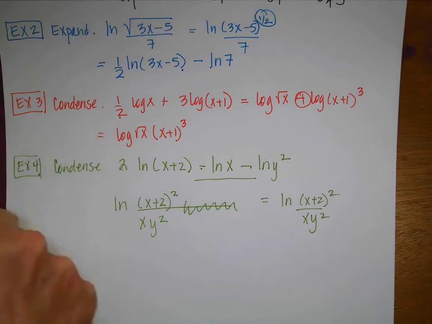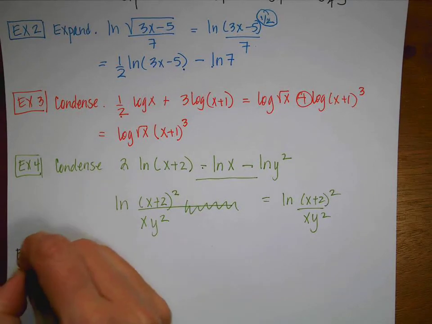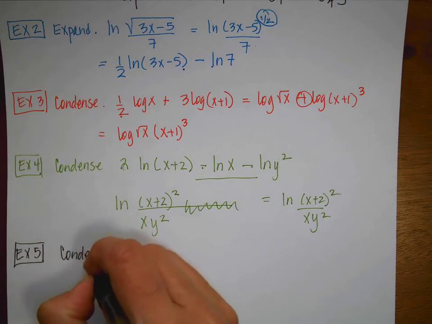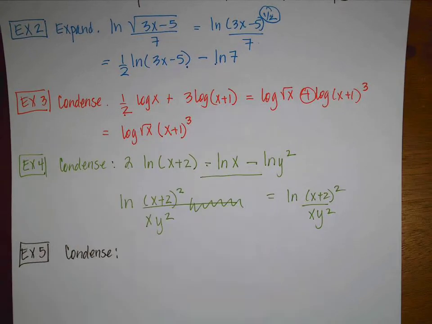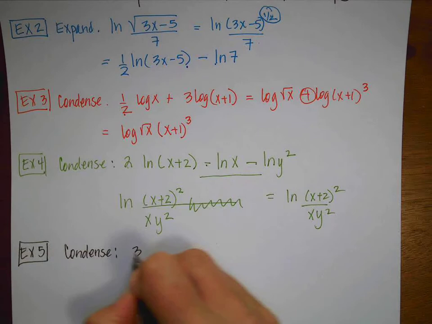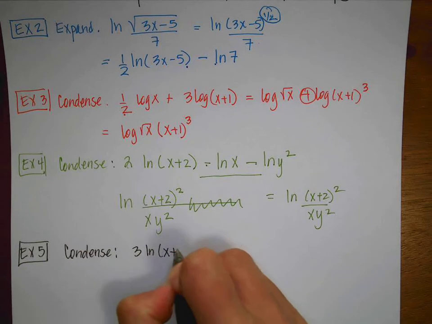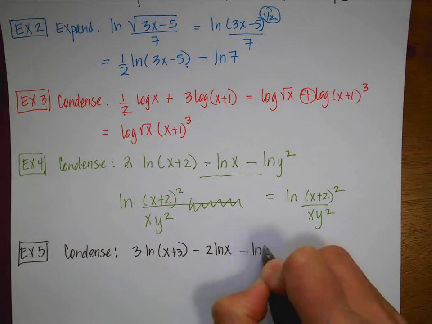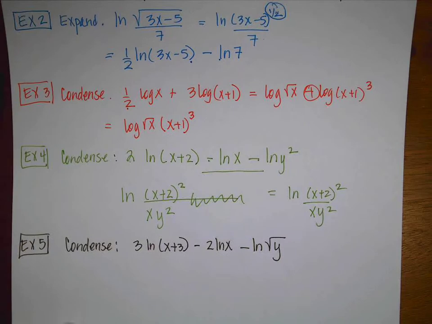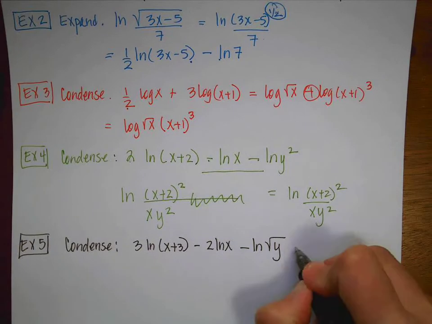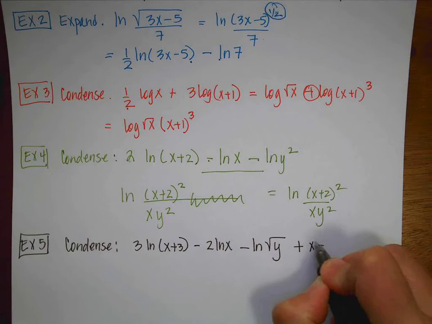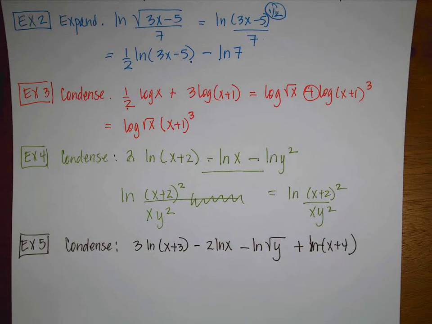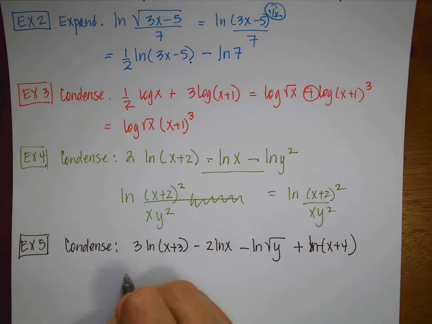Okay? All right, I'm going to do example number 5. And it's going to say condense as well. That seems to be a little bit harder than expanding. This one's going to be 3 natural log x plus 3 minus 2 natural log x minus the natural log square root of y. And again, it's the same basic idea. Let's just add something else. Let's add natural log of x plus 4 in there as well, just to keep things entertaining.